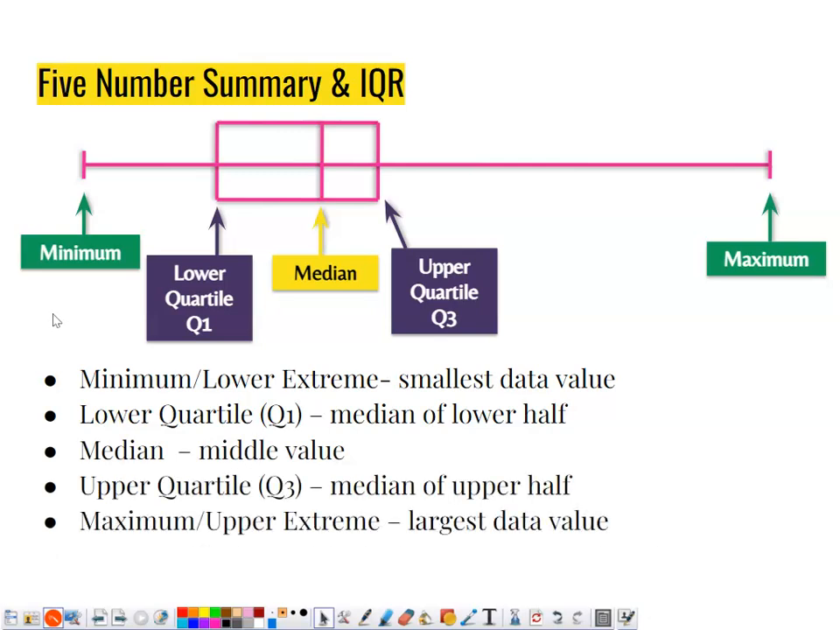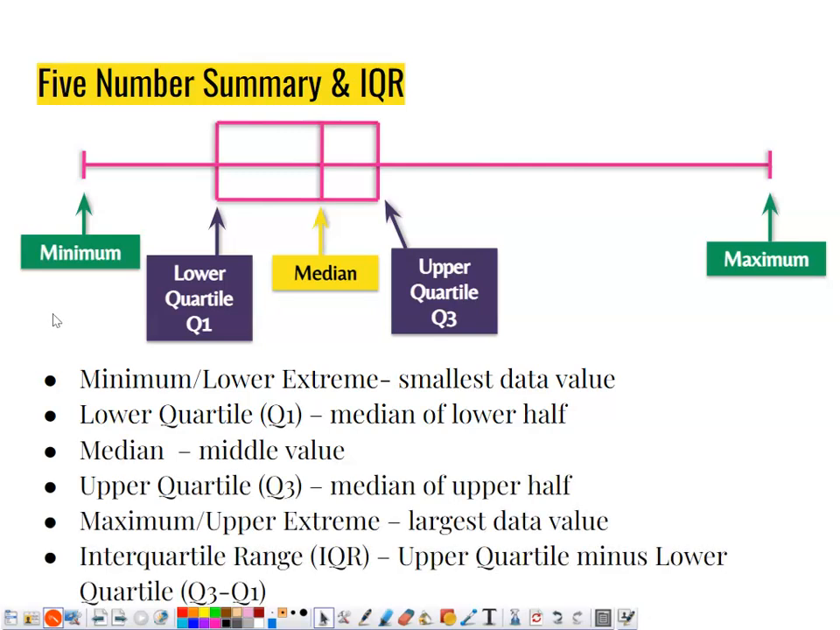And this is just the definition of each, right? So the minimum is just the smallest data value. Q1, that's the median of the lower half. We have the median, which is the middle value. Q3 is the median of the upper half. We have the maximum, which is the largest data value. And then we're going to see this term as well, interquartile range. That is the difference between your Q3 and your Q1.